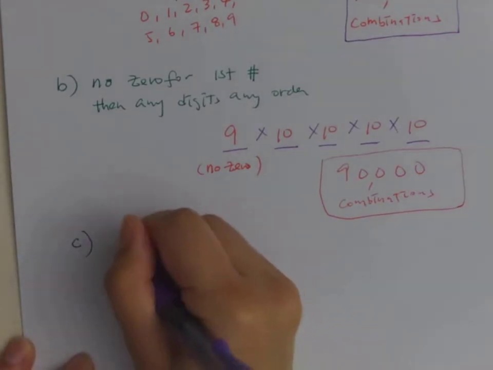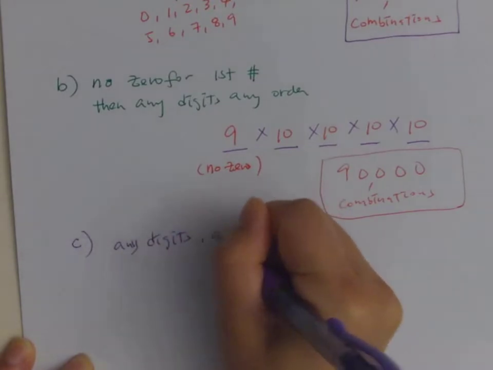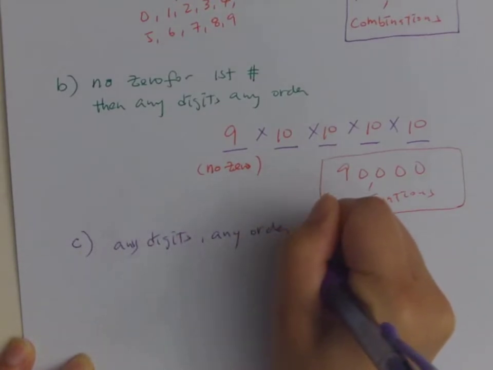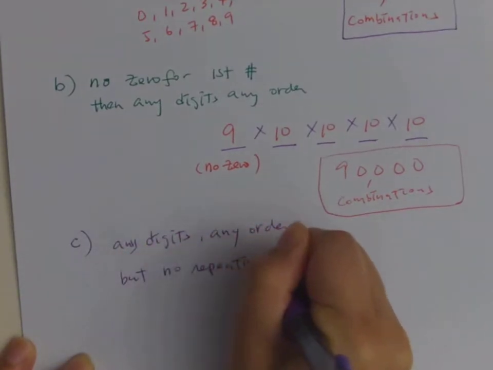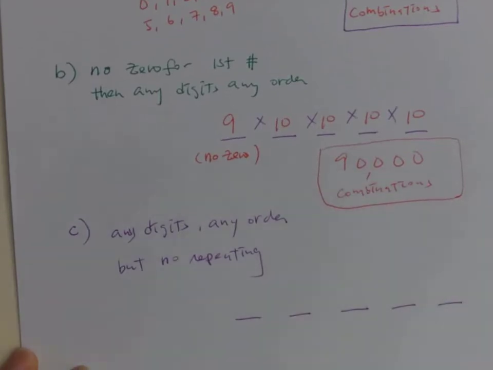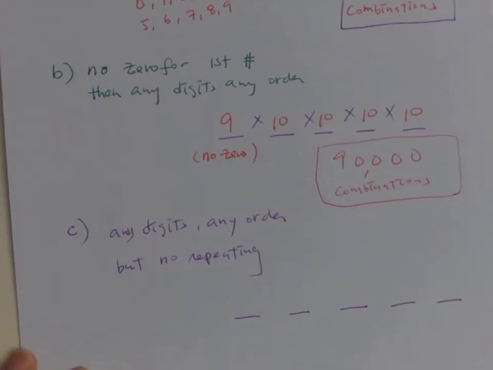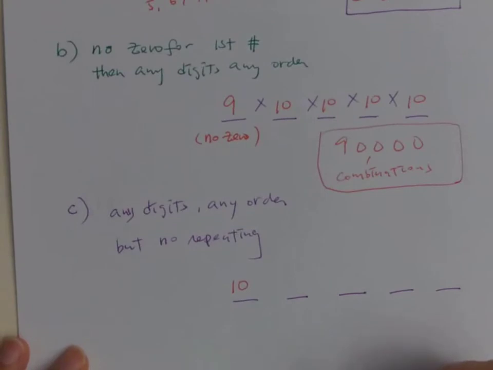C says any digits, any order, but no repeating. So let's see. Again, we have 5 spaces, right? 1, 2, 3, 4, 5 for the locker combination. So if I can have any order, any digits, the first one we have 10 choices, right? 0 to 9. And then I cannot repeat, right? No repeating.